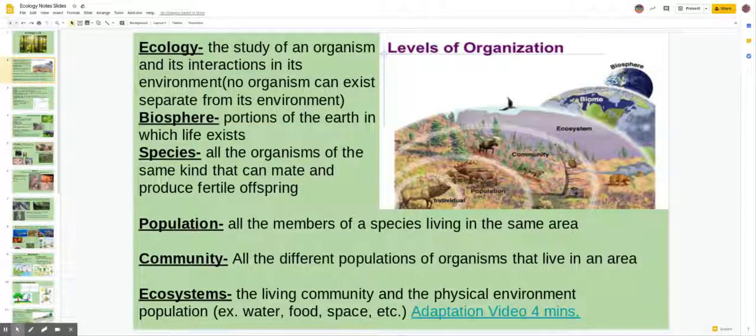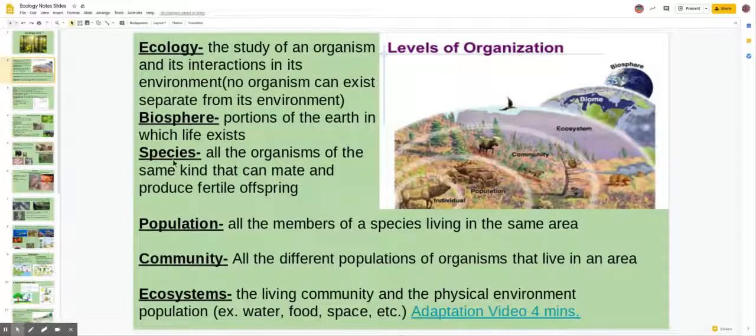A species is one type of organism that can mate and produce fertile offspring in an environment. A population are all the members of that particular species. The community includes all the different populations of organisms that live in a particular area. And then an ecosystem includes the living community and physical environment or population around them. So this is going to include living and non-living things.